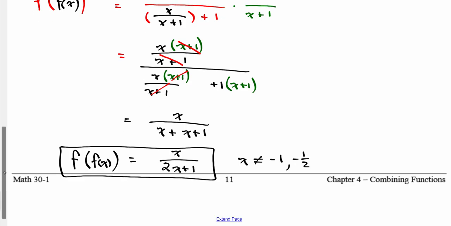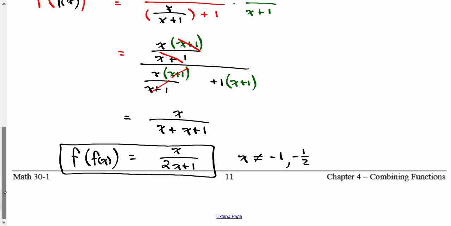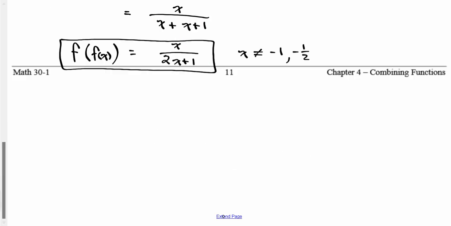And again, I could have gotten that -1/2 from the equation. Right? I can look at this and say, oh, 2x plus 1 can't equal 0. 2x can't equal -1. x can't equal -1/2.